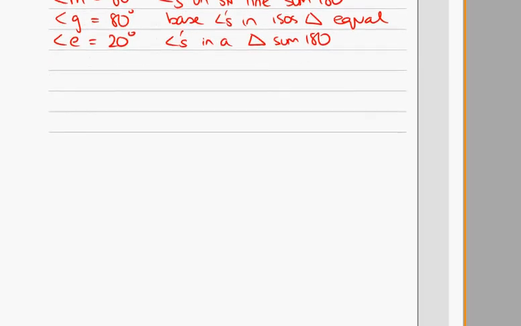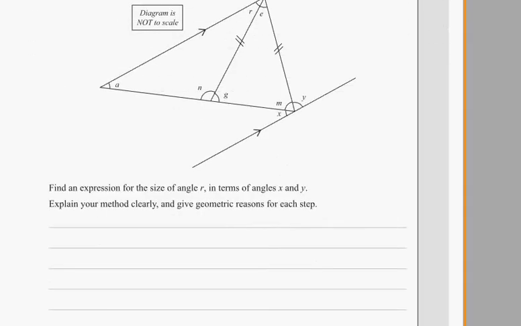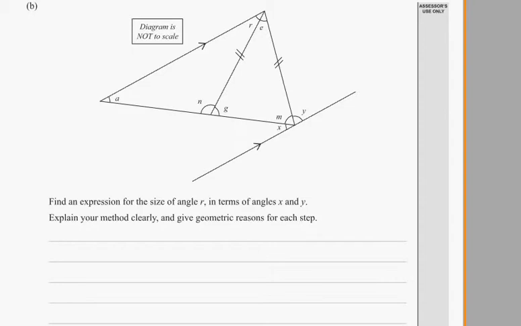Now part B uses a similar idea. And this time we're asked to find an expression for the size of angle R in terms of x and y. So you'll notice there's no numbers on this diagram. We're asked to find an expression for R here using the x and y letters. So if we just make our parallel lines longer, and there are lots of different ways you can do this, I'll just show you one way.